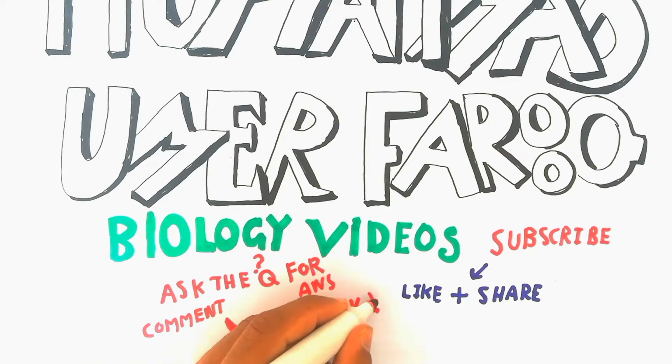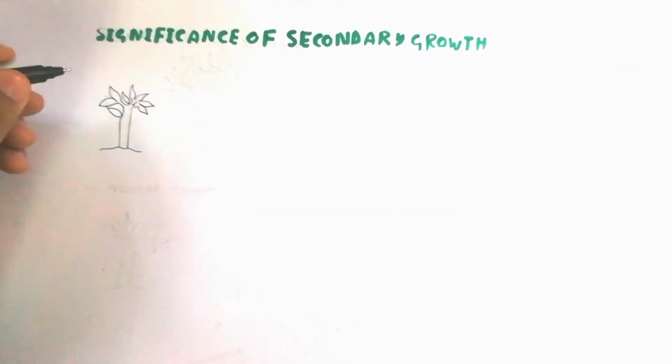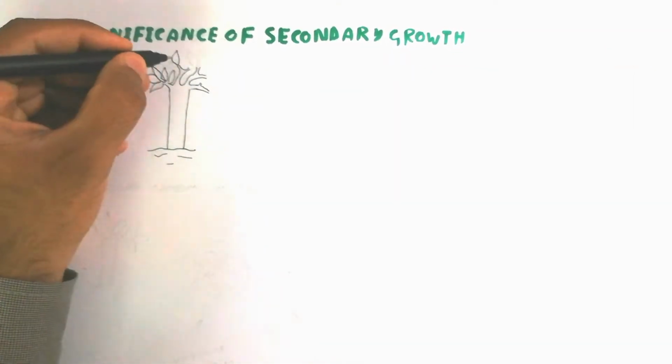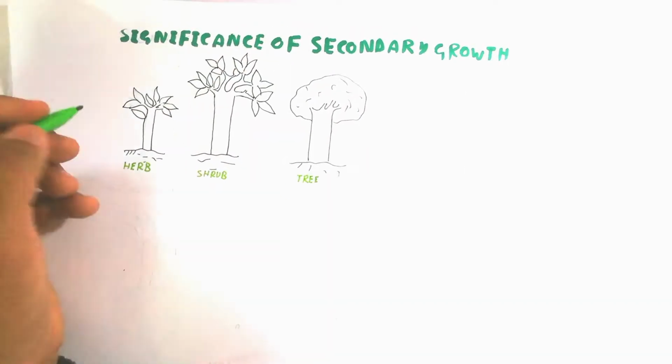So in this video we will talk about the significance of secondary growth in the plant. Secondary growth means the growth after primary growth. Secondary growth is the major part of producing wood.